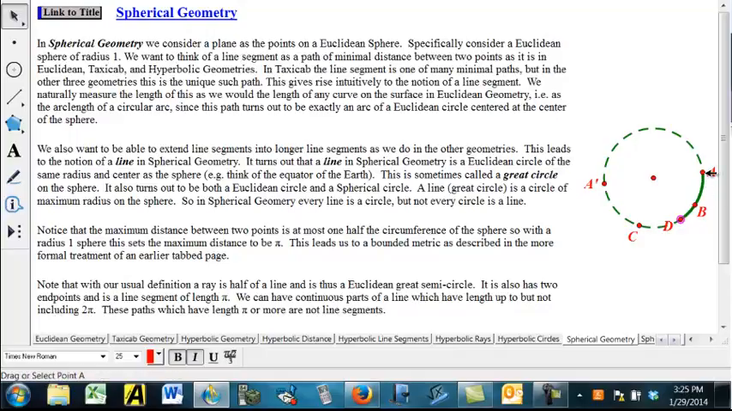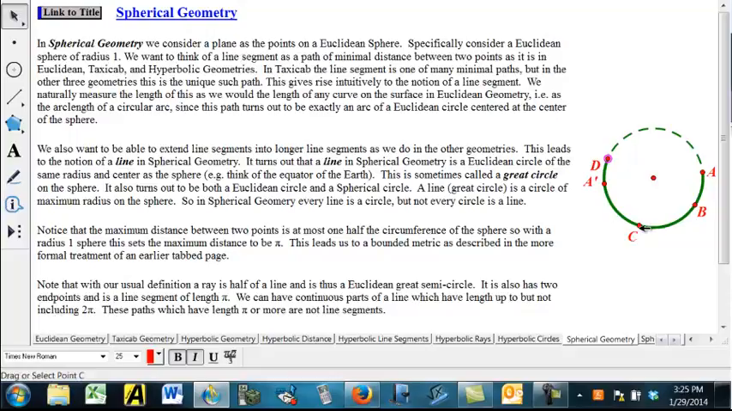So the ray is the points A and B, the line segment AB, and any points D such that B is between A and D. So notice here B is still between A and D, and that goes up to and includes this antipodal point A prime, which is on the opposite side of the sphere from A. So there's a ray.